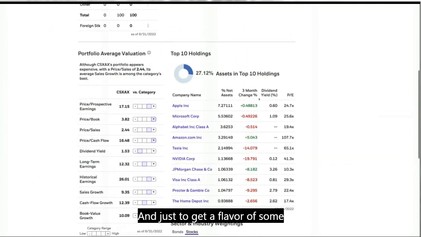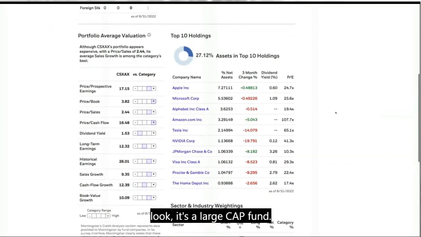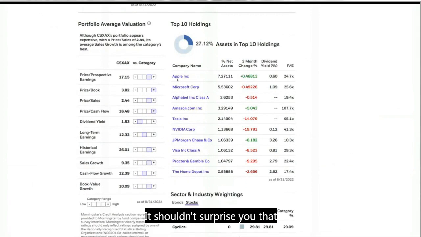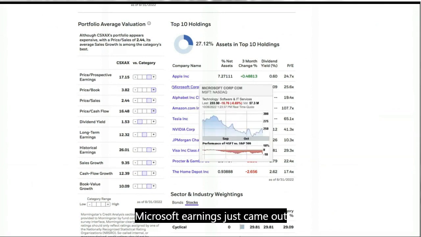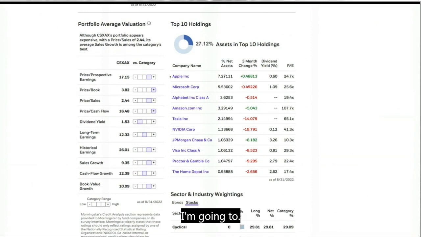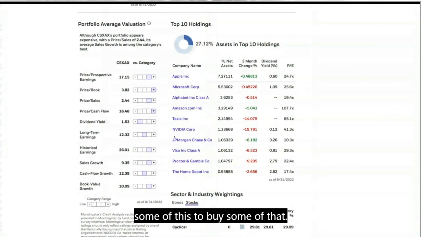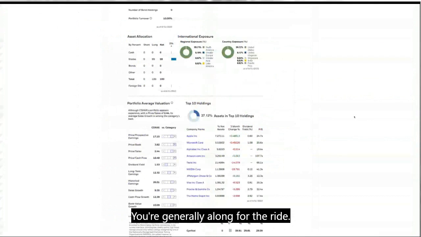And just to get a flavor of some of the companies that are in it, look, it's a large cap fund. It shouldn't surprise you that you know all these names: Apple, Microsoft, Alphabet, Google, whatever they call themselves, Amazon, Tesla, NVIDIA, JP Morgan, Visa, Procter & Gamble, Home Depot, so on and so forth. Now, with active management, this could change. So the manager may say, Microsoft's earnings just came out yesterday, and maybe I'm going to switch. I'm going to sell some of the Apple to buy more Microsoft, or maybe I'm going to sell some of this to buy some of that. They're making those decisions for you. You're generally along for the ride.